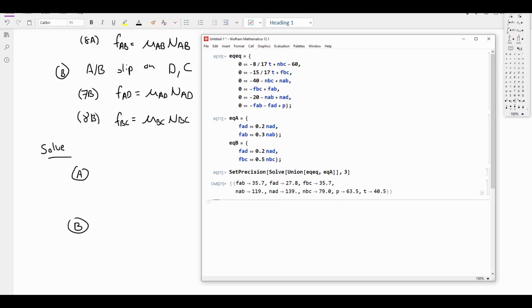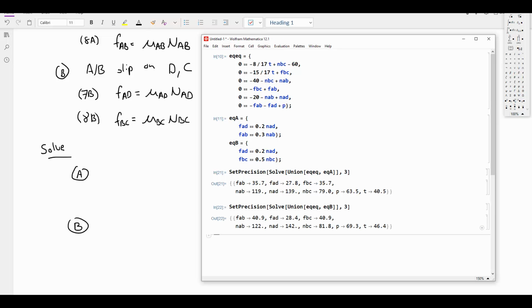Now we find that this would happen with an applied force of 63.5 pounds, which is when scenario A would take place. Now, we could check and make sure that FAB or FAD was not too high, or FBC was not too high. Or alternatively, let's look at what happens if we solve the second set. The only difference is I still want to use my equilibrium equations, but now I want to solve them with 7b and 8b instead. So I'm solving a different set of 8 equations, and I want to see what that answer looks like.